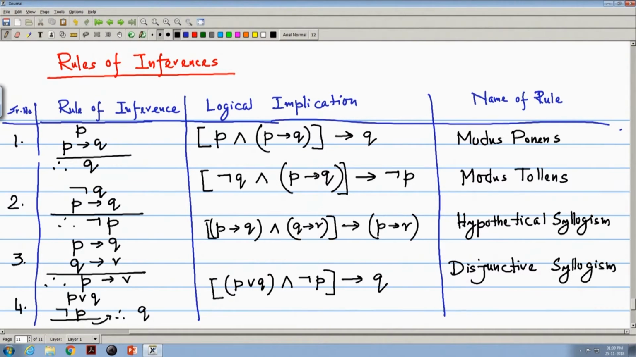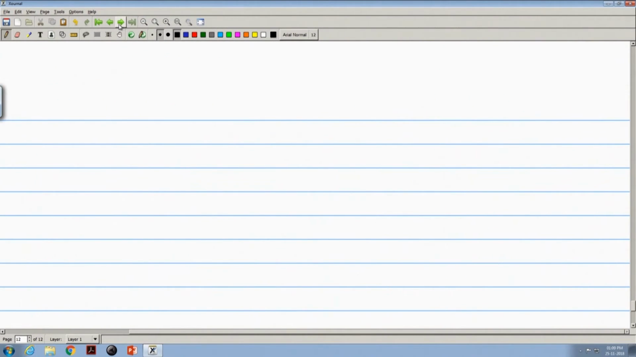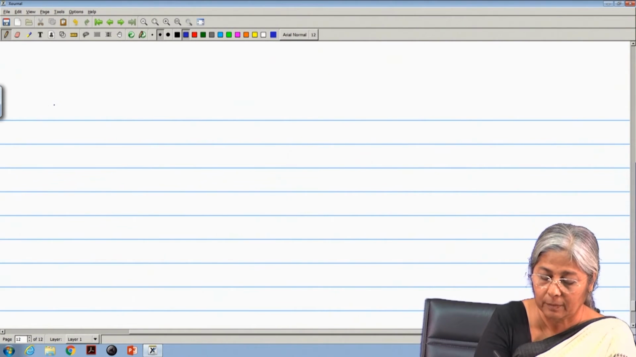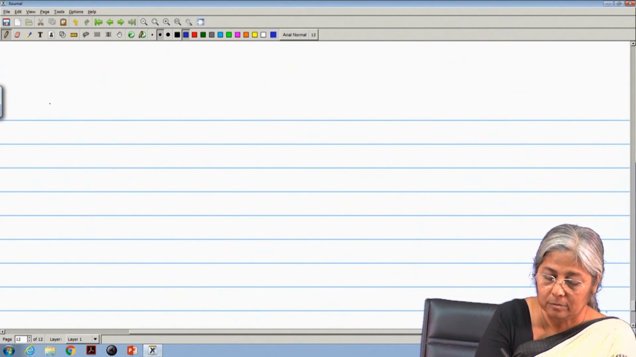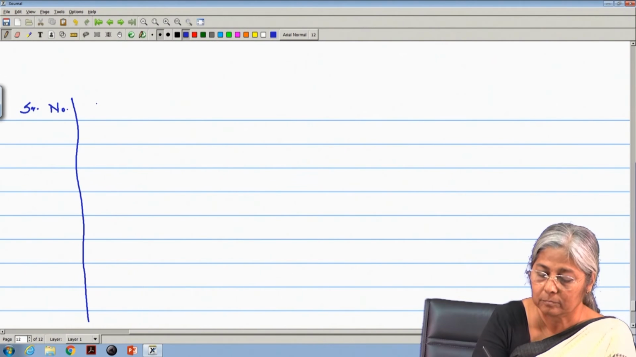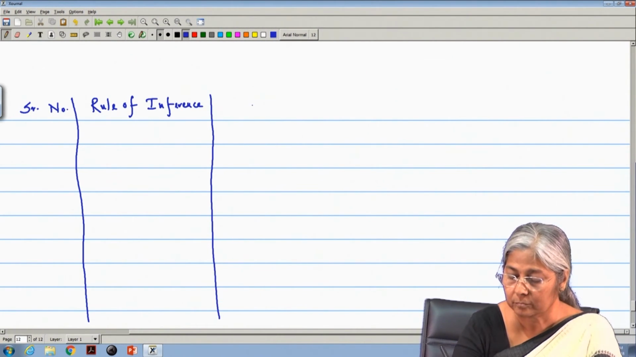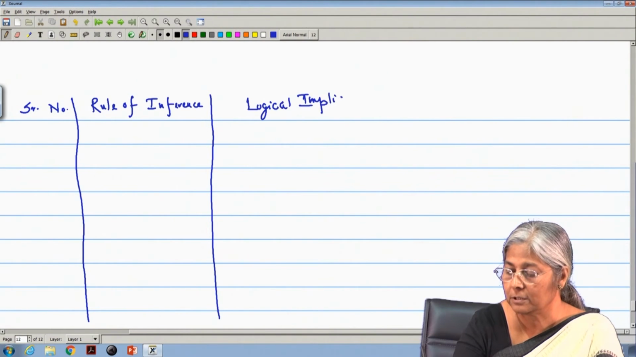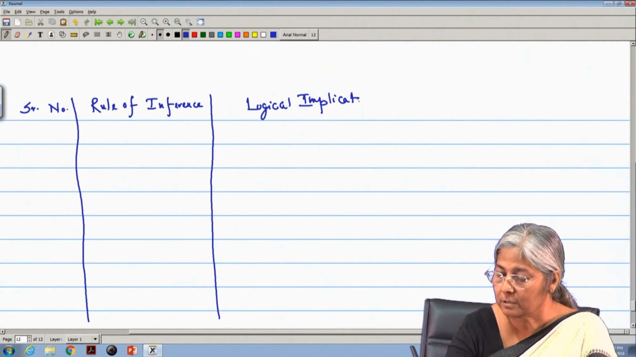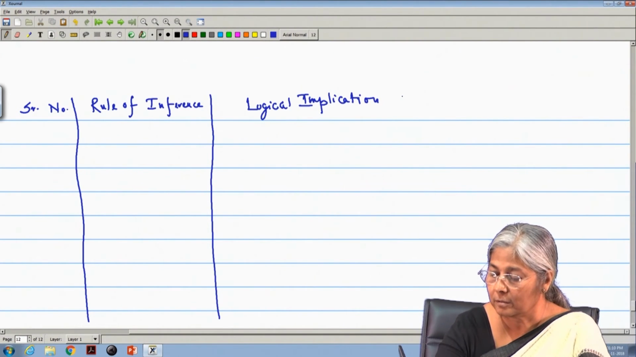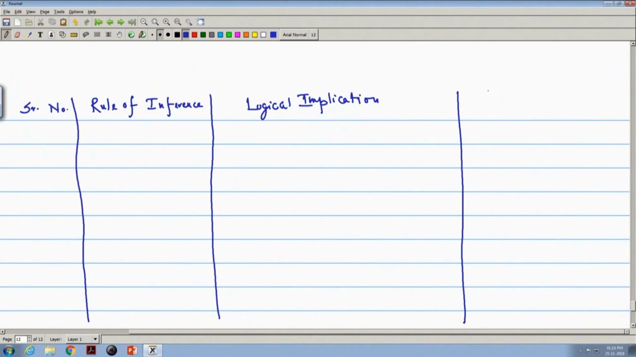Now we have some more rules, again the rules of logical implication which are related to the inferences, and the names of the rules.